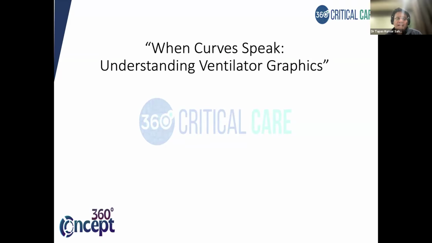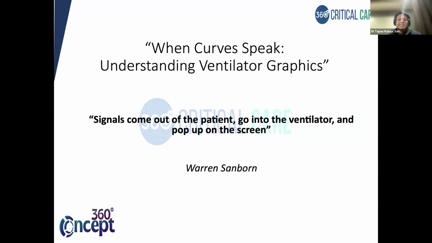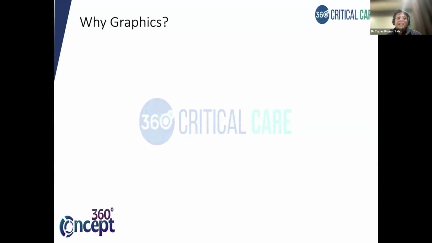So the topic title is "When curves peak, we need to understand the ventilator graphics." This is one of the quotes that I just found from the literature: ventilator graphics are nothing, rather they are the signals coming out of the patient, going into the ventilator and popping up on the screen. This is by Warren Sanborn, and this is so appropriate in our day-to-day clinical practice.